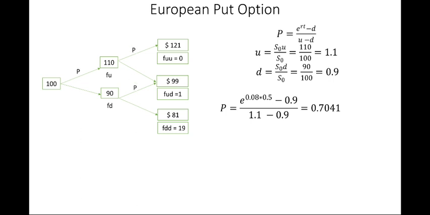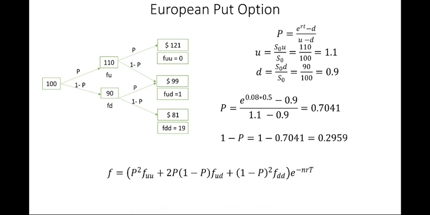And P is probability of upward movement, so it is written over the upward branches, and we have calculated 1 minus P, that is 0.2959, and it is the probability of downward movement, so written over the downward branches. And the formula for calculating the value of European put option would remain the same as we have mentioned in the case of the call option. That is, value of the put option can be calculated using the formula P square multiplied by FUU plus twice of P multiplied by 1 minus P multiplied by FUD plus 1 minus P whole square FDD whole multiplied by exponential raised to the power minus nRT.